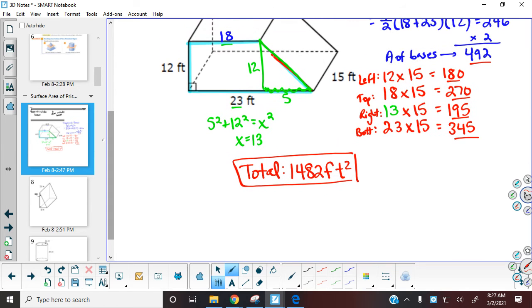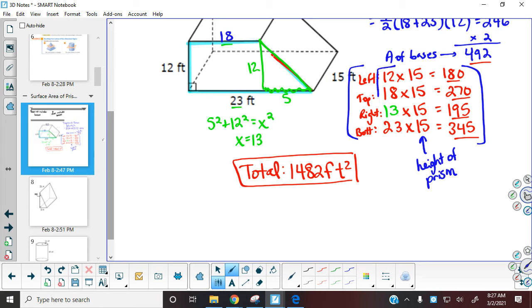So when you look at this, the other thing to be mindful of, if you look at each of these things here, if you notice, all of them are multiplied by 15. So that is actually the height of the prism. Another way to think of this is that is the difference between the bases, okay?